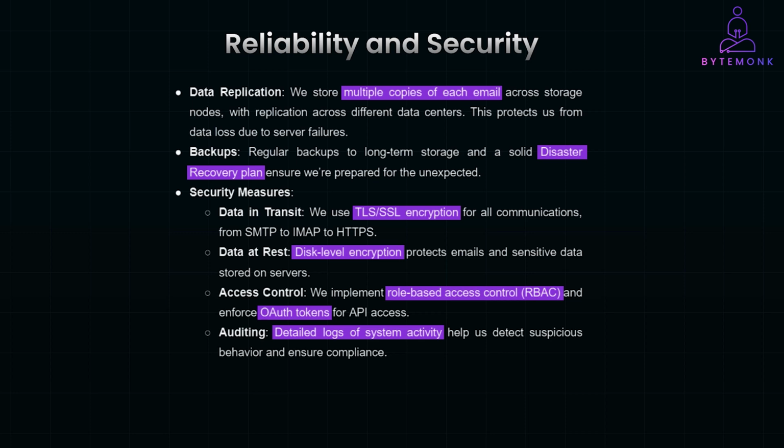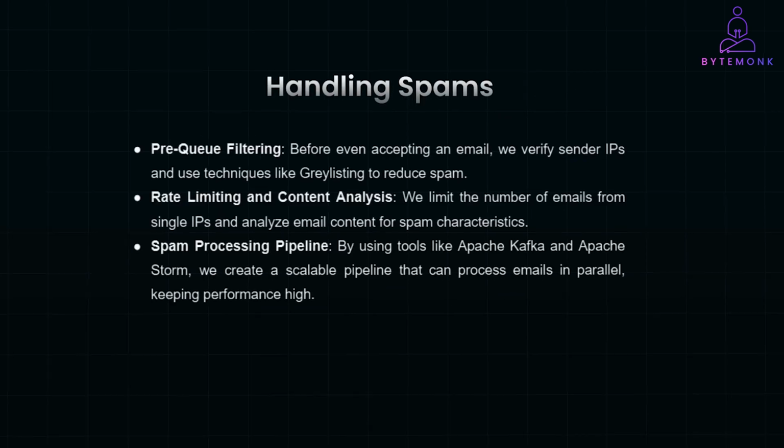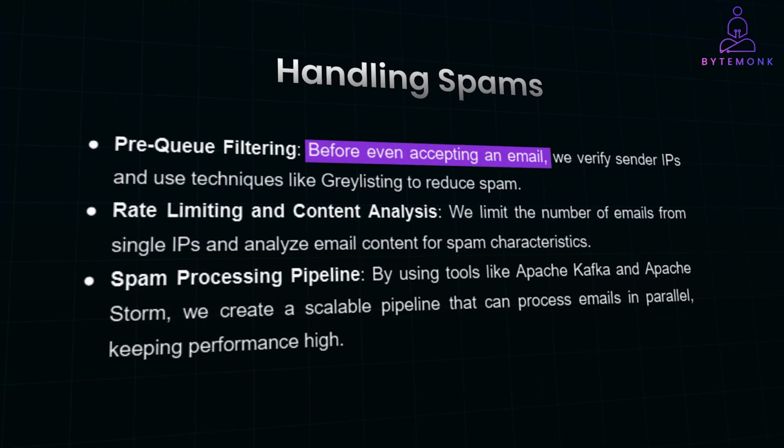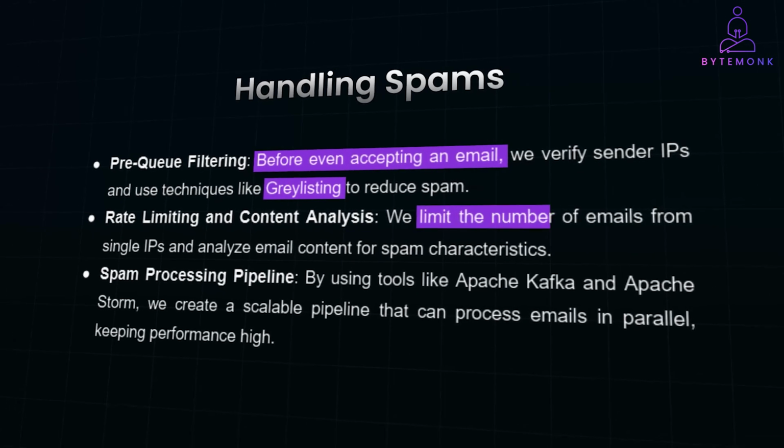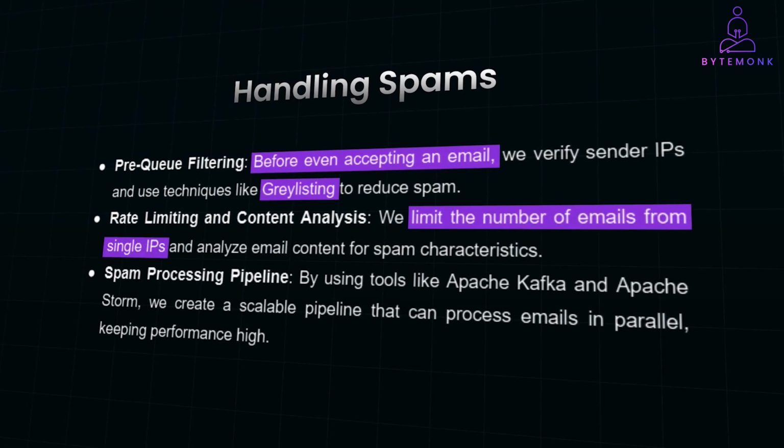Finally, for any mail server, managing high volumes of spam efficiently is crucial. So, we'll have pre-queue filtering. That is, before even accepting an email, we verify senders' IPs and use techniques like graylisting to reduce spam. We apply rate limiting and content analysis. That is, we limit the number of emails from single IPs and analyze email content for spam characteristics.